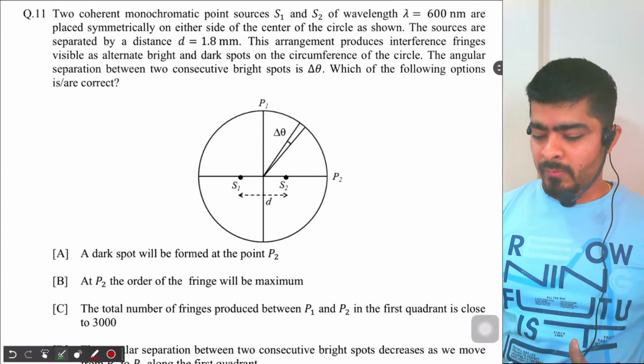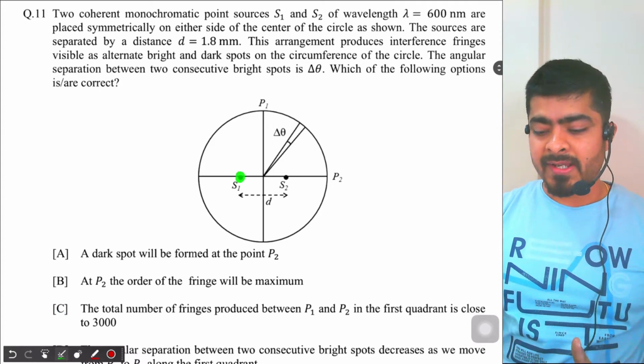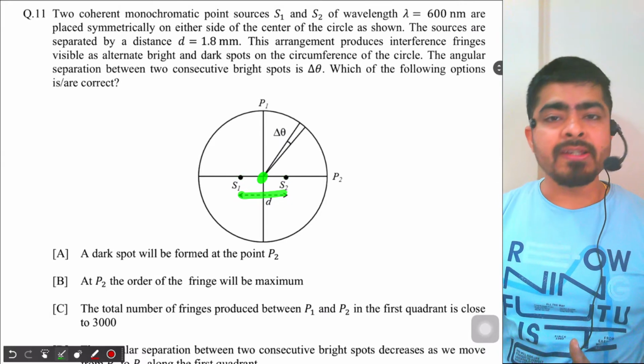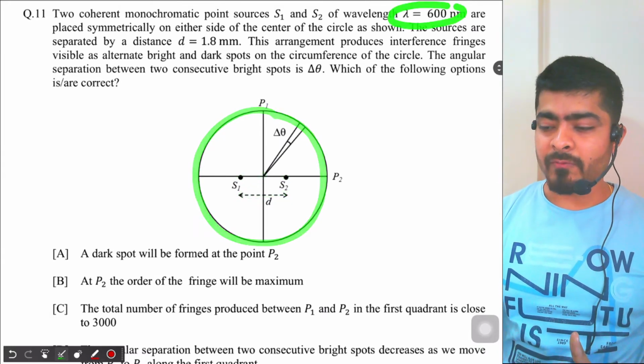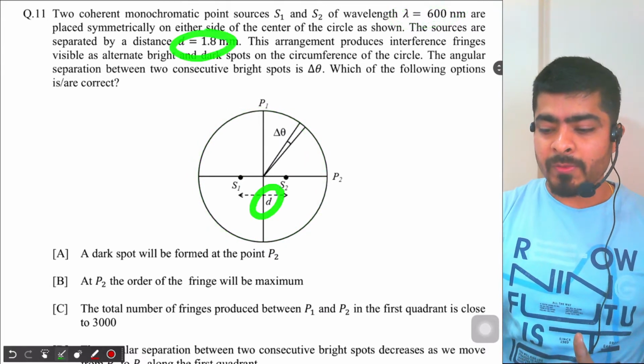Hello students, so we have one more question from IIT 2017. The question says there are two sources S1 and S2 having a separation d and placed symmetrically from the center of a circle. The sources have wavelength lambda, and the small d is given to be 1.8 millimeter.